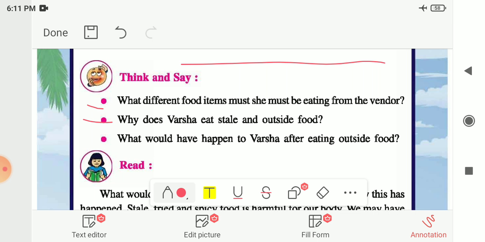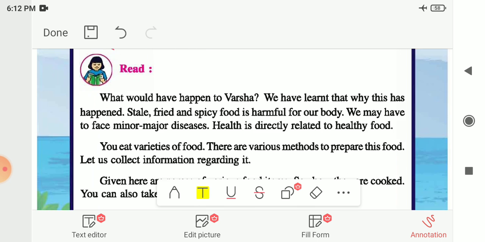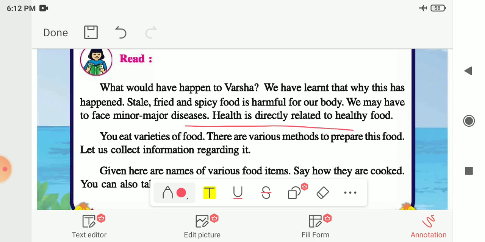Next is, what would happen to Varsha after eating outside food? As we said, bees which carry the germs can sit on this kind of food and spread disease. So Varsha, after eating such food, may fall ill. Now it is asked, what would happen to Varsha if she continuously eats such food? Then she might fall ill.